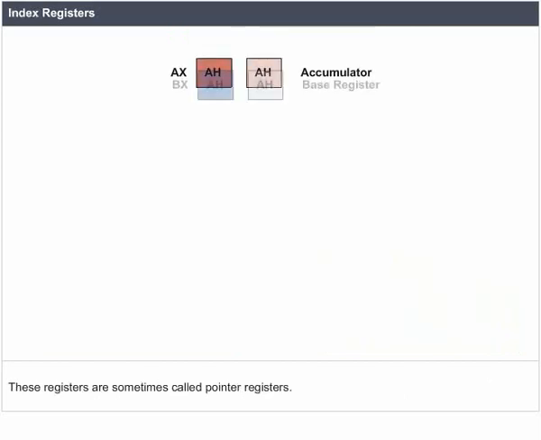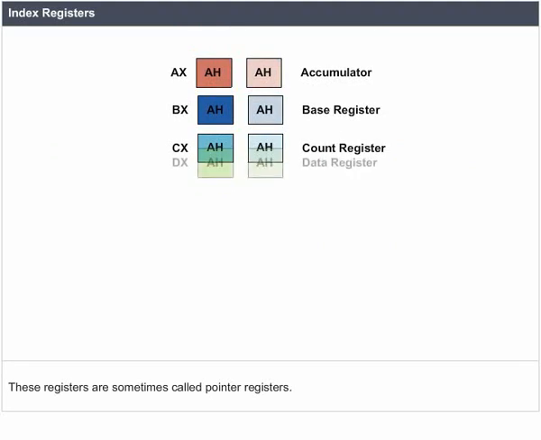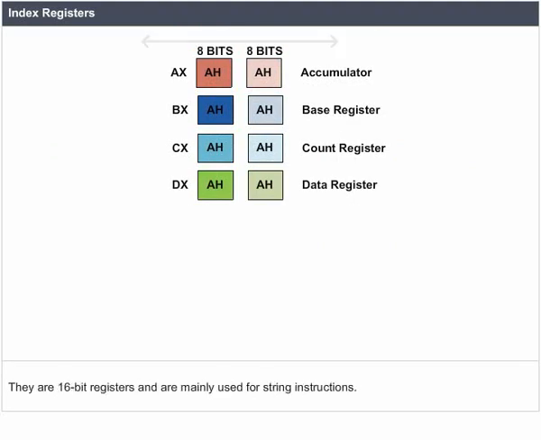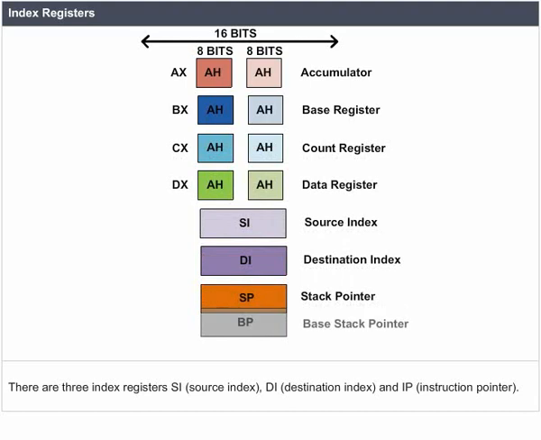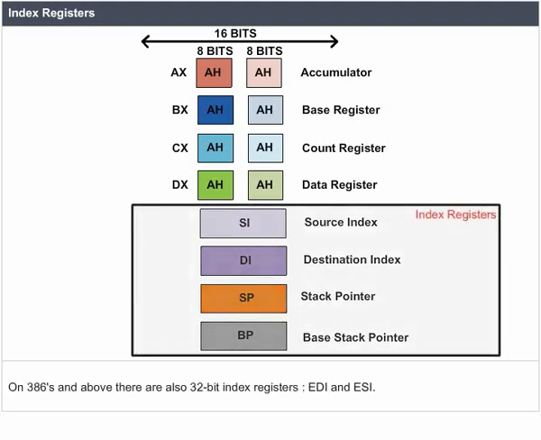Index registers. These registers are sometimes called pointer registers. They are 16-bit registers and are mainly used for string instructions. There are three index registers: SI, source index, DI, destination index, and IP, instruction pointer. On 386 and above, there are also 32-bit index registers EDI and ESI. Users can also use BX to index strings.